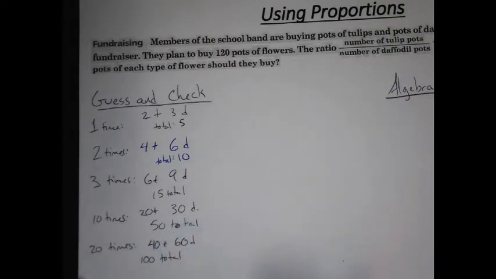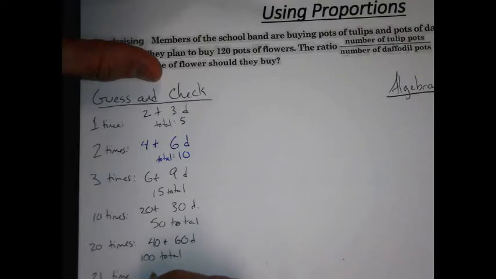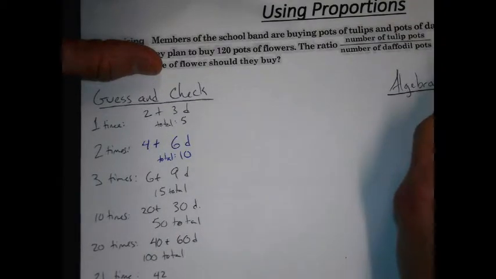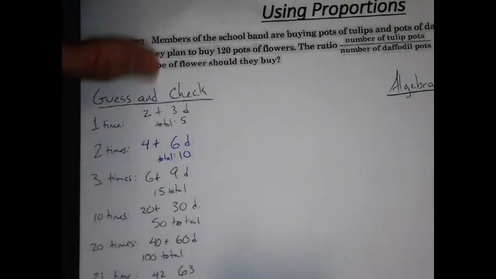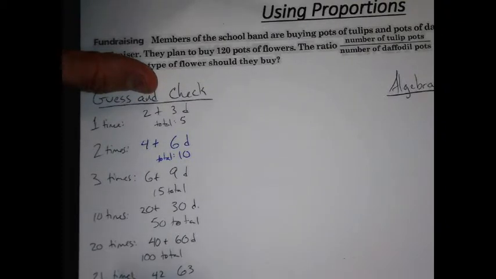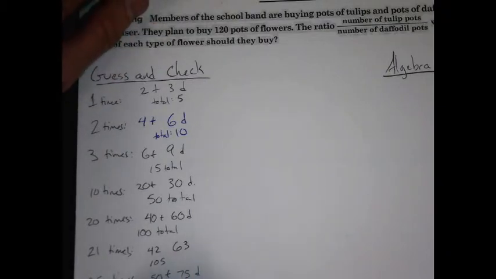You can guess and check. We're getting closer. How about 22 times or 21 times, right? So 21 times 2 would be 42, and then 21 times 3 would be 63. Okay, so that's 105. Well, that ain't it. So we can keep going, right? So maybe, I don't know, like a nice cool number like 25 times, right? So we can guess and check and get there. Anyway, 25 times 2 is 50 tulips, and 25 times 3 is 75 daffodils. That's 125 total. So darn it, we went too far.